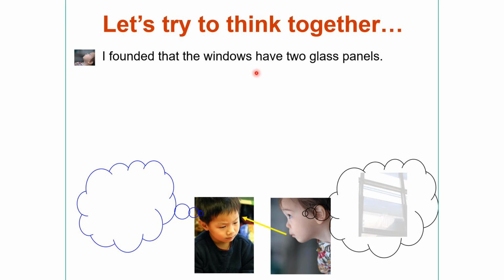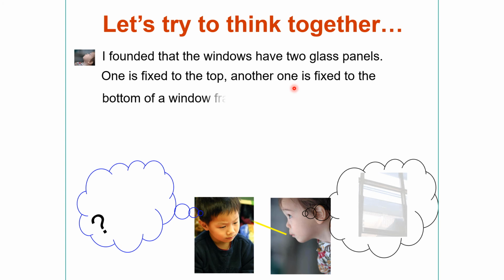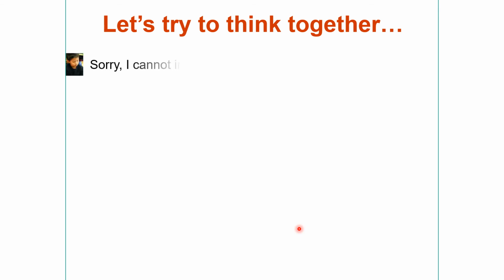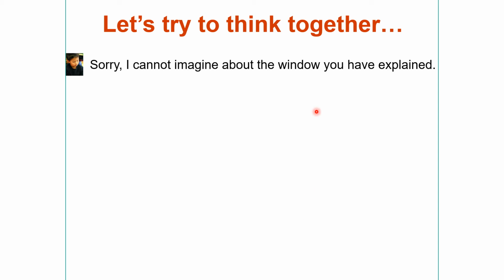I found that the windows have two glass panels. The second person said, I didn't understand. Then what is the meaning? It is not impossible to clean. One panel is fixed at the top, and the other is fixed at the bottom of the window frame. The other person said, I didn't understand yet. Both panels are offset from each other and their free edges overlap about the middle of the window's height. The other person again said, I am not understanding. What are you saying? Sorry, I cannot imagine the window you have explained.